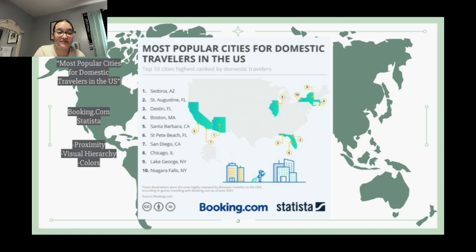As far as proximity, visual hierarchy, and colors, well, I mentioned colors, but as far as visual hierarchy and proximity, everything is very nicely put together. It's not a lot of empty area, and it's very easy to look at to know what information you should be looking at and when.